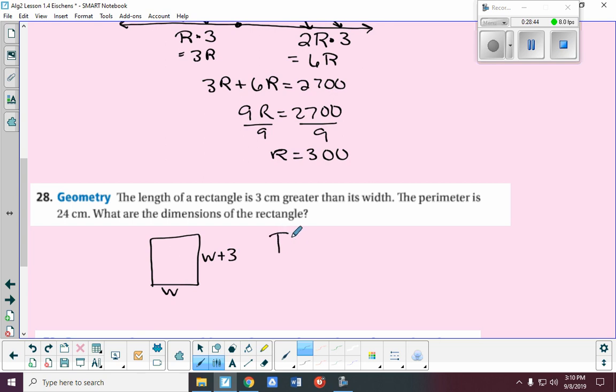So again, it talks about perimeter. Perimeter is 2 times the length plus 2 times the width. The perimeter is 24. So 2 times the length, which is W plus 3, plus 2 times the width. And you can distribute and solve that. I just wanted to show you how to set that up.